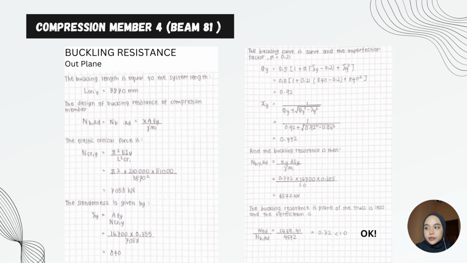So we calculate the buckling resistance out of plane. The buckling length is 3,870 mm, and the elastic critical force is 7,058 kilonewton, and the slenderness is 840. The buckling curve is curve C, and the imperfection factor is 0.21, and the buckling resistance is 4,572 kilonewton. The buckling resistance in the plane of the truss is less, and the verification NED over NBRD is 0.32, which is less than 1.0.